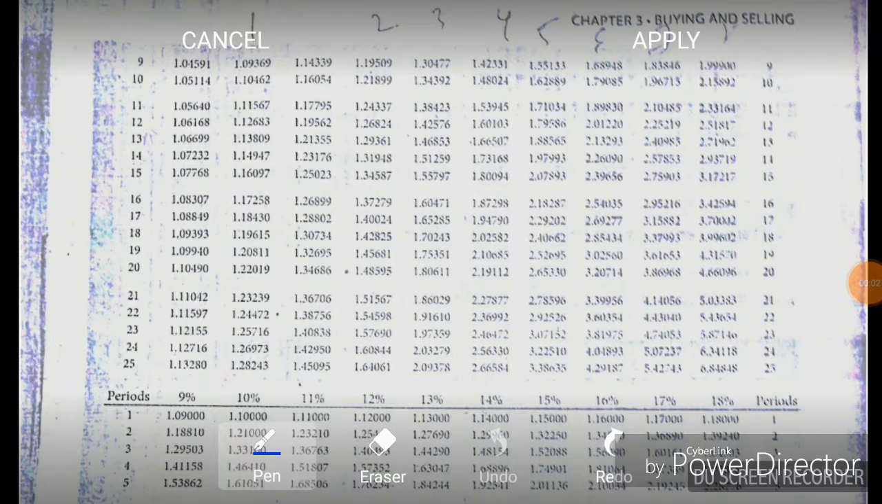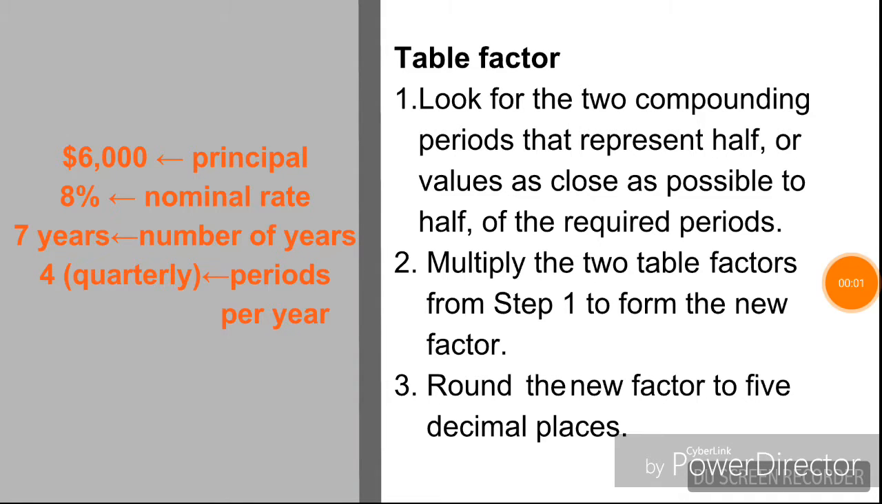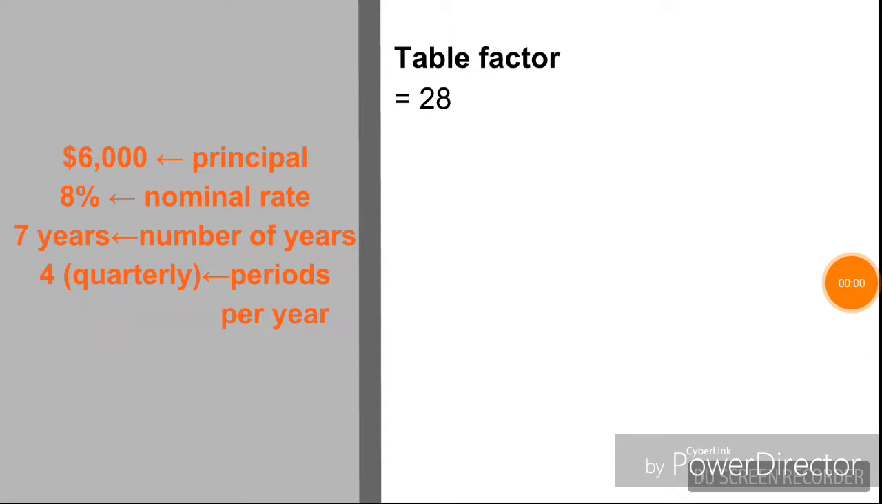We will have a problem since the compound interest table provides a row of table factors for only up to 25 compounding periods. To acquire a value for the table factor, find 2 compounding periods that represent half, or values as close as possible to half, of the compounding periods required. Multiply these 2 table factors and round the new table factor to 5 decimal places.